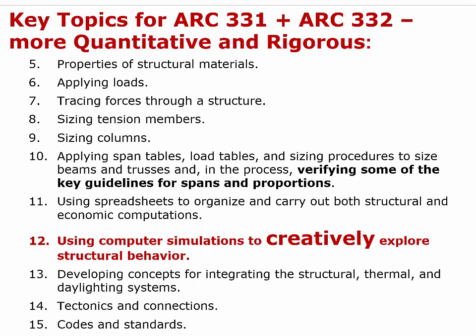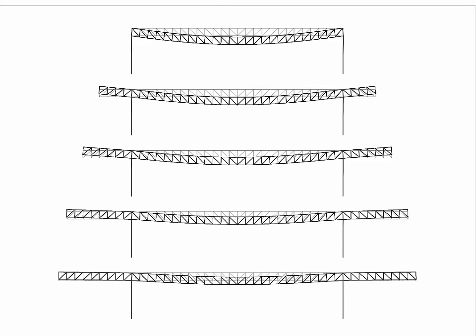Now, we can also use the computer simulation for more creative exploration. So everything I showed previously was a simple frame system consisting of joists, girders, and columns. We can do more complex things. For example, we can look at parallel chord trusses, and we can look at them as a function of the length of cantilevers. So here we're seeing a simulation and we're looking at deflection.